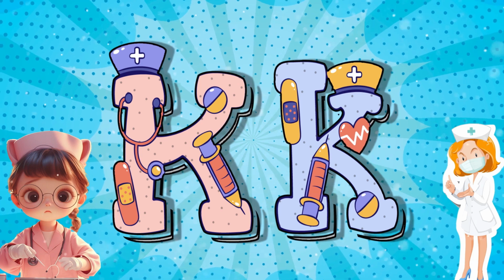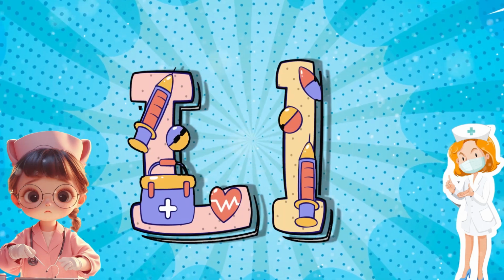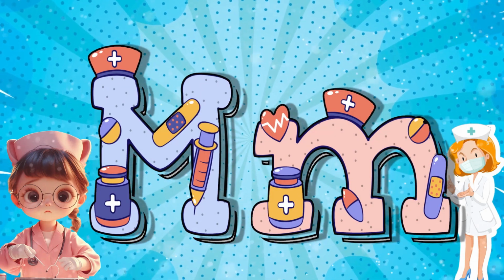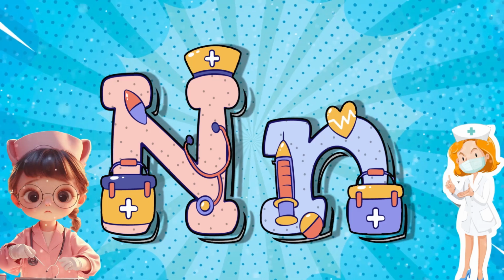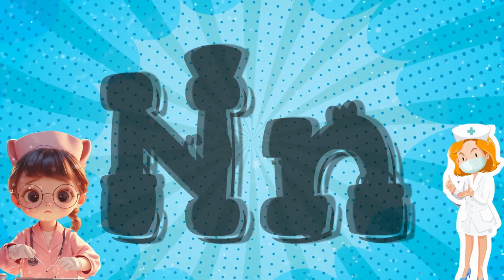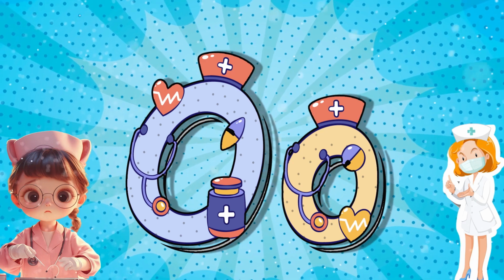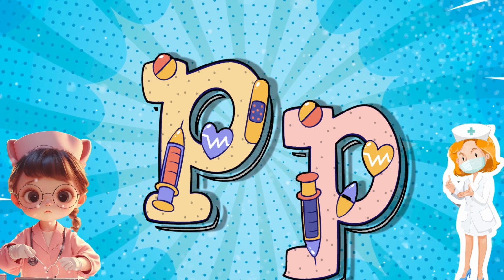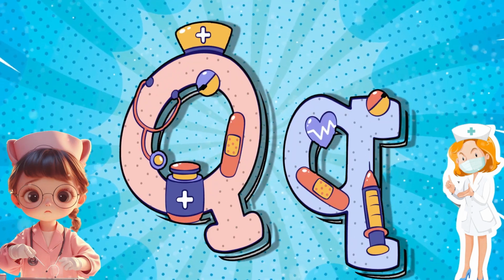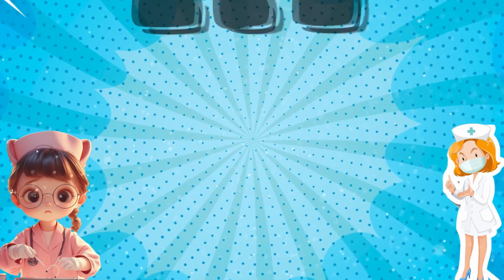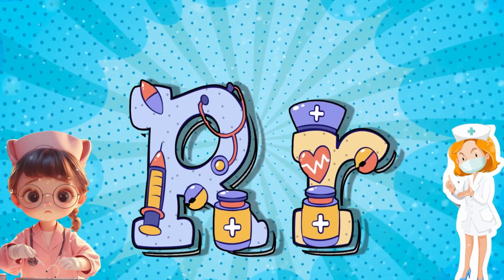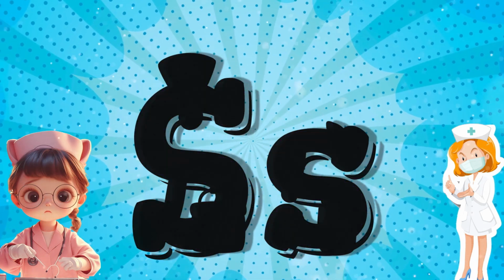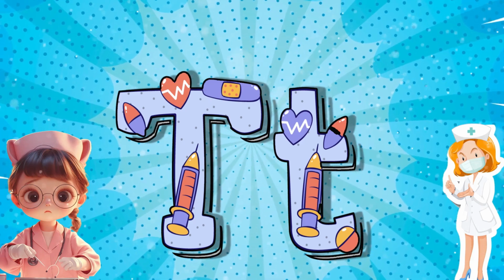K for kangaroo. L for lion. M for monkey. N for nest. O for orange. P for pineapple. Q for queen. R for radish. S for strawberry. T for tiger.